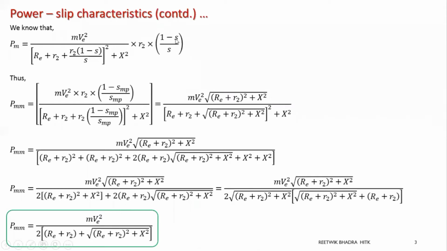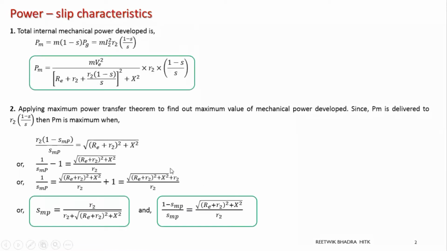Okay, this S replaced by SMP, brought inside this term MV square R2 into 1 minus SMP by SMP. This is written as a whole. Then there is an S in the denominator associated with R2. That R2S is replaced by SMP. Next, 1 minus SMP by SMP. This term is replaced by this term. Okay, that's why I have used this term.